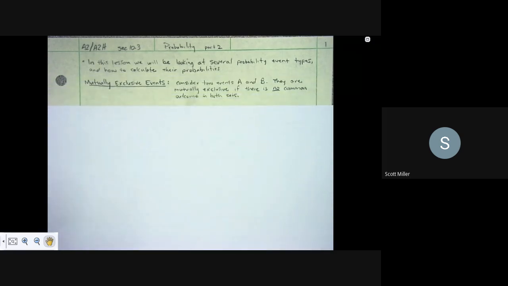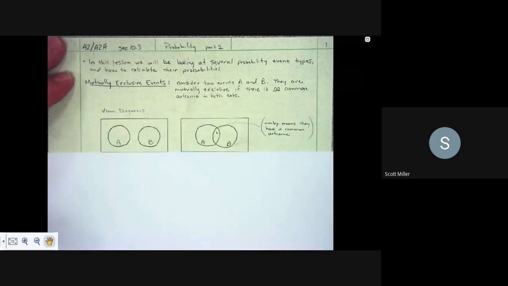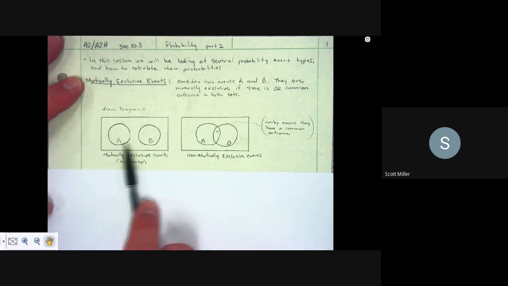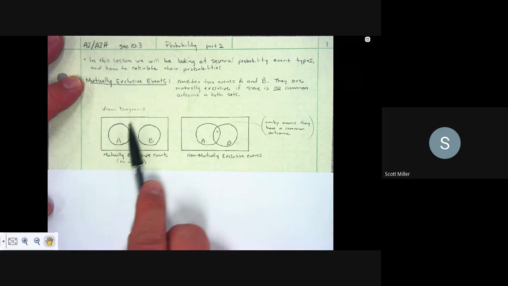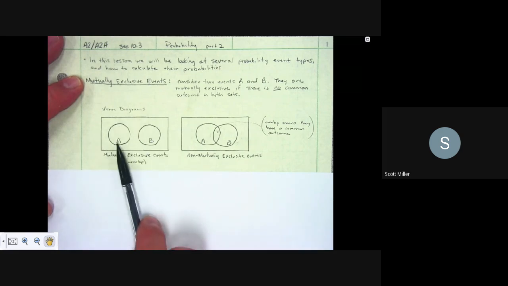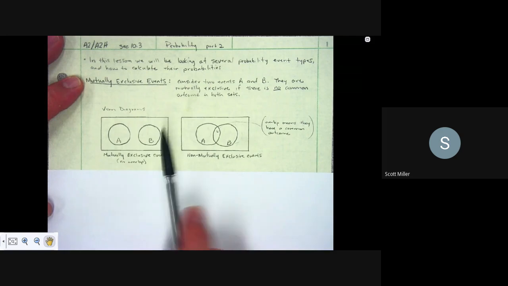So consider two events, A and B. They are mutually exclusive if there is no common outcome in both events, or both sets. Nothing in common between them. Here's a Venn diagram that kind of shows you what we're talking about. So these are two events. There is nothing in common. There's a visual for this. These are called mutually exclusive events.